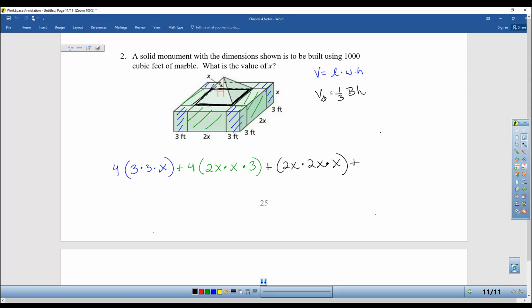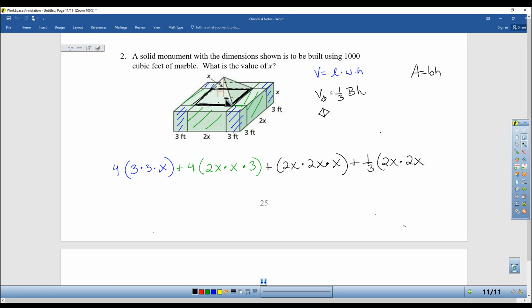And then finally, we do have the actual pyramid itself. So I wrote it up here. The volume, that's a really bad pyramid, it's hard to draw it that small. The volume of the pyramid is going to be 1/3 base times height. When it's a capital B, that means the area of the base, versus a lowercase b, which means the length of the base. And the area of that base is 2x times 2x, and then it has a height of x.